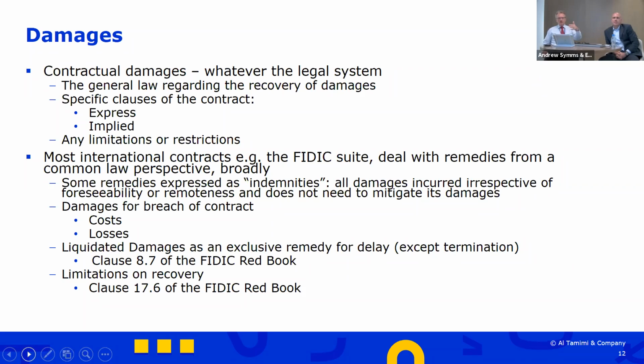As I say, by way of introduction to the theme, I just wanted to set out that within the FIDIC suite of documents, the remedies are very much from a common law perspective. One thing that I want to emphasise, and I come across it time and time again on a daily basis, is the use of the word indemnity, which in English law has a very specific meaning, and it's rather lost when it moves into other jurisdictions.